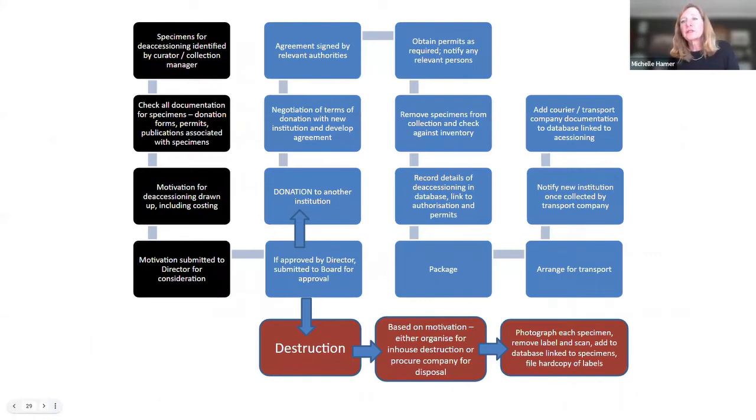Okay, so I'm not going to go through this in detail, but this is a kind of workflow for the whole de-accession process, and there'll be a different route if you're going to destroy or if you're going to donate. It's easier to follow something in this kind of workflow format rather than a long, detailed text.